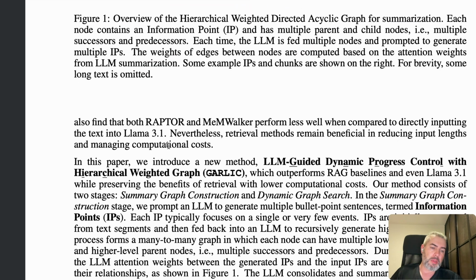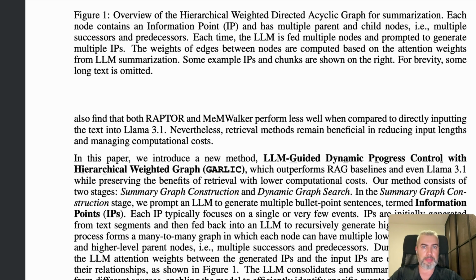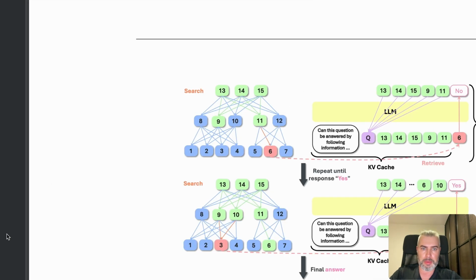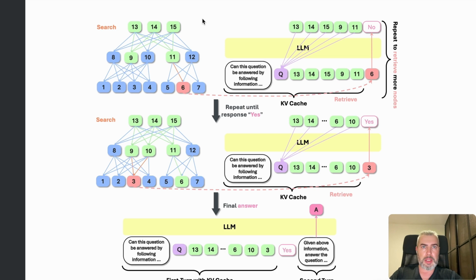When we have built this hierarchical graph, we could make a dynamic search. Let's look at how it is working. Here is a diagram. So the system looks at some top level points in the document and then asks itself, is this enough information to answer the question?